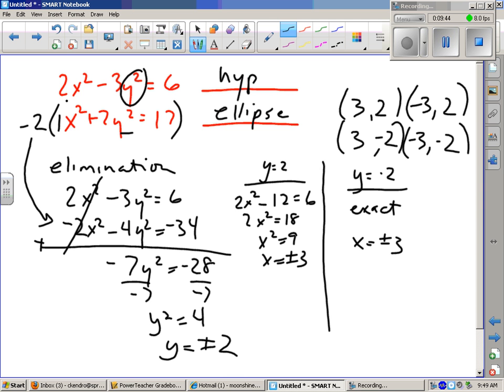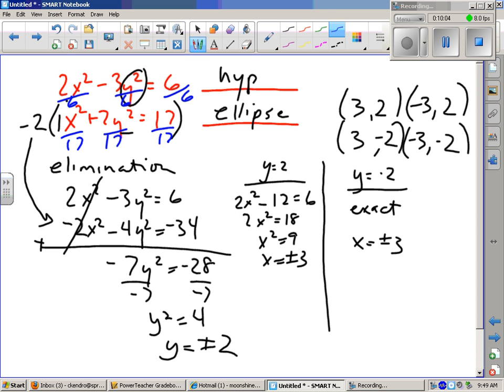And then if you need to graph to show it, you're going to have to get these into their regular form. So you would divide everything by 6 to get that to be 1. Here you divide everything by 17, and then you would draw the graphs from that point on.